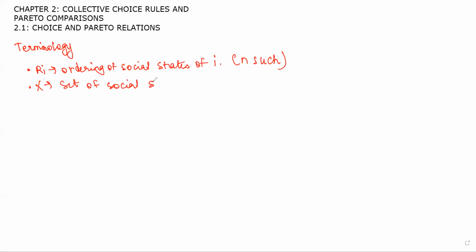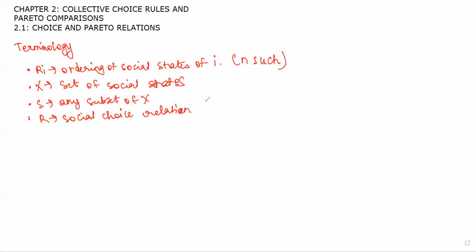First of all, what is Ri? Ri is the ordering of social states of individual i. And there are n such individuals. So R1 is the preference of the first person over different social states, which brings me to the next bit of terminology, which is X, the set of social states. I already described to you what a social state looks like before. S is any subset of X. We have already dealt with such S's before. And finally, R is the social choice relation. Okay, keep this in mind very clearly.